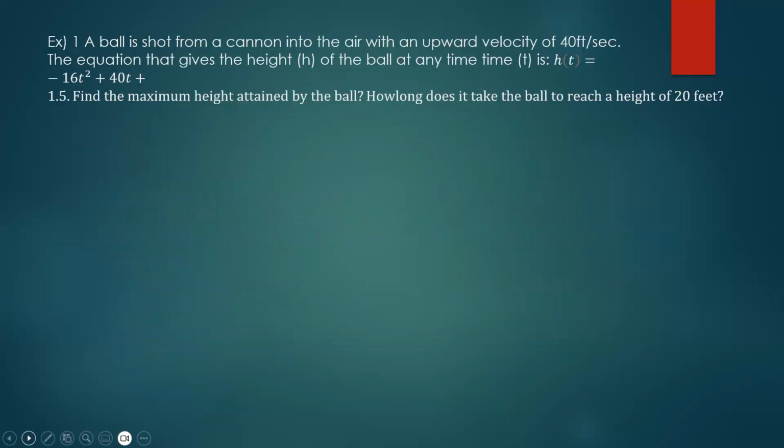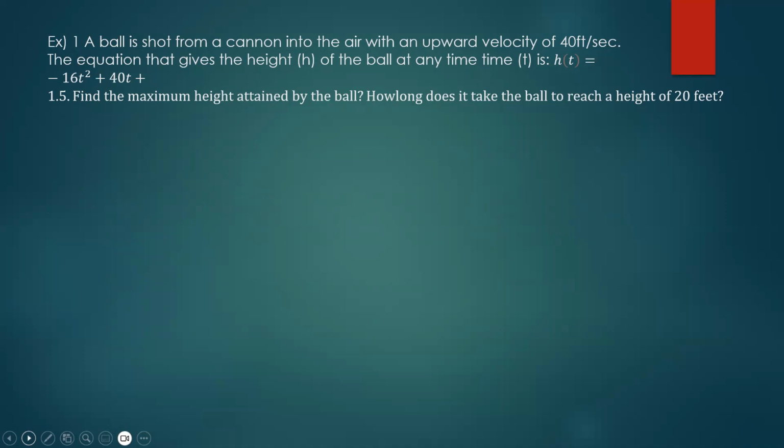So let's start with example one. A ball is shot from a cannon into the air with an upward velocity of 40 feet per second. The equation that gives the height h of the ball at any time t is h of t equals negative 16t squared plus 40t plus 1.5. Find the maximum height attained by the ball. How long does it take the ball to reach a height of 20 feet?